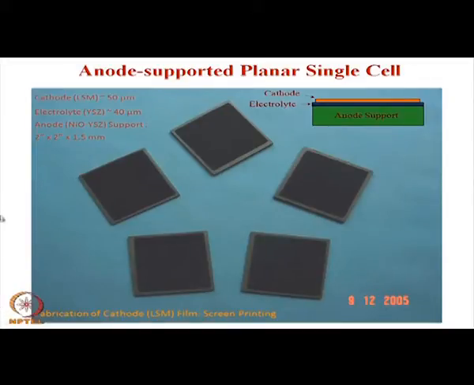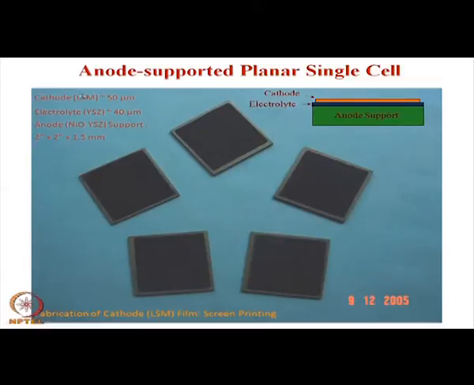These are some typical examples of cells made at CGCRI in fact. So, these are the tapes made at CGCRI at some point of time while I was there. These are basically nickel YSZ anode. This is the basic structure, nickel YSZ anode, and then this black one is actually screen printed LSM. Okay. The screen printed LSM is here.